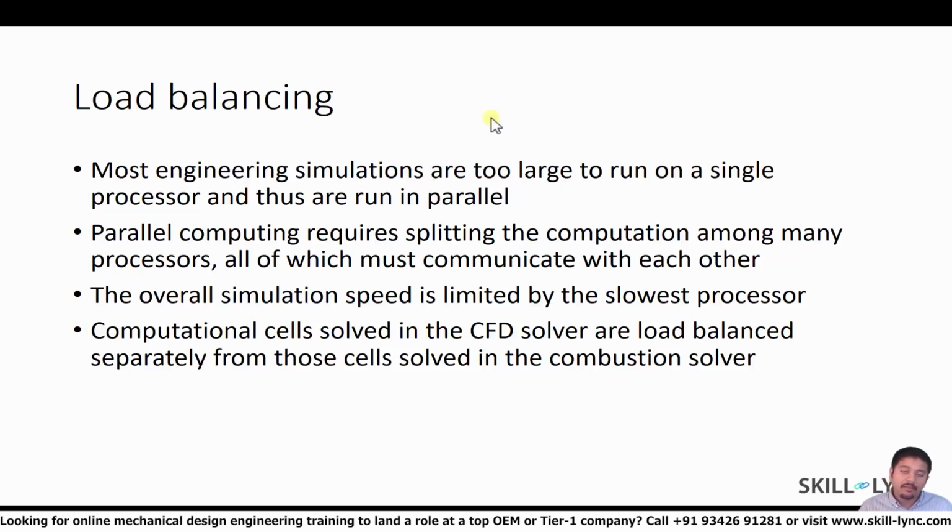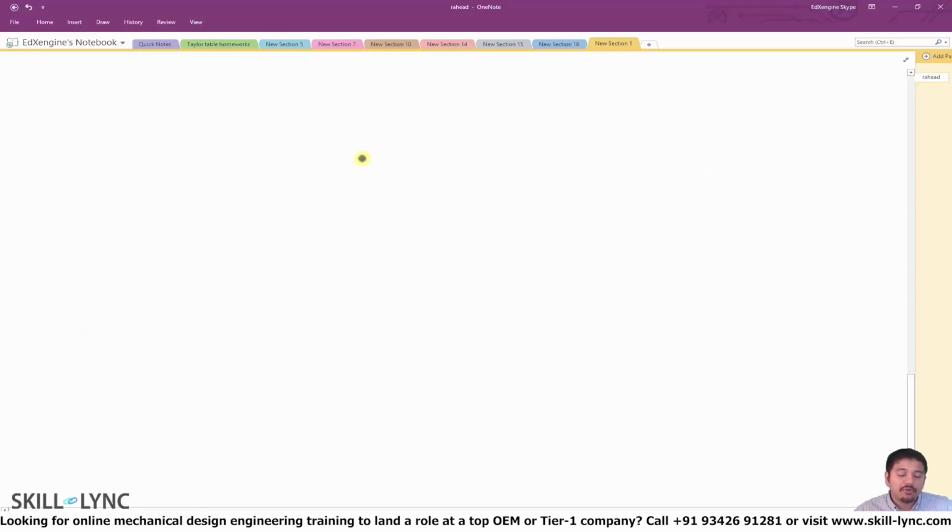So what you do is you distribute the calculations to different computers or different processors, and this is called parallel simulation. Now, when you're distributing cells to different computers or processors, you need to take care of something called load balancing. Let me explain that. Here I'm going to give a simple example.